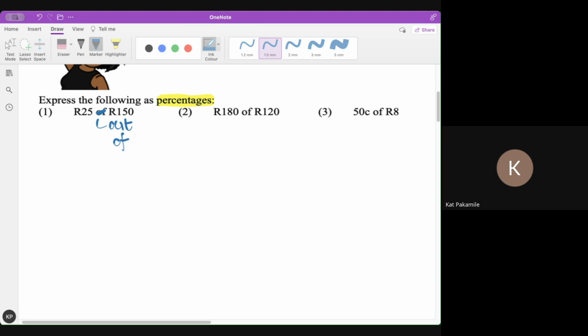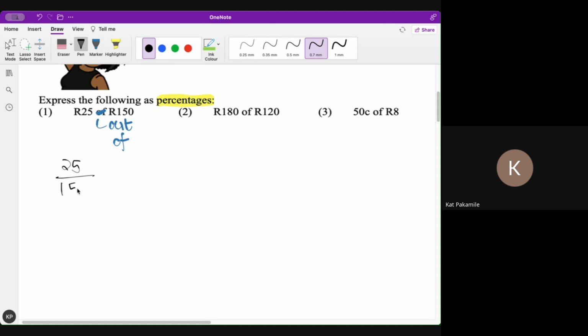What operation would we use if I said "out of" instead of "of"? There's a huge difference. Do you see my problem with that question and the way it is phrased? I want to know 25 out of 150. Does it make sense now? So if I say express the following as percentages, 25 out of 150, it means I'm going to say 25 divided by 150.